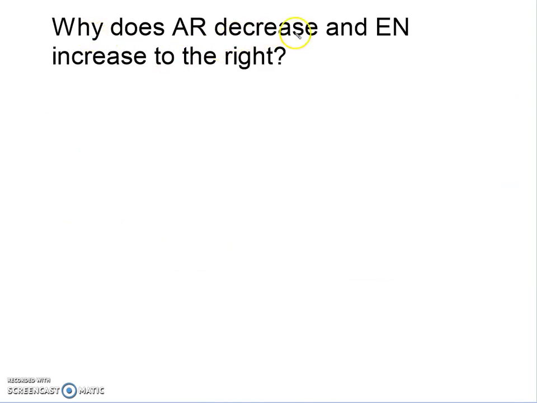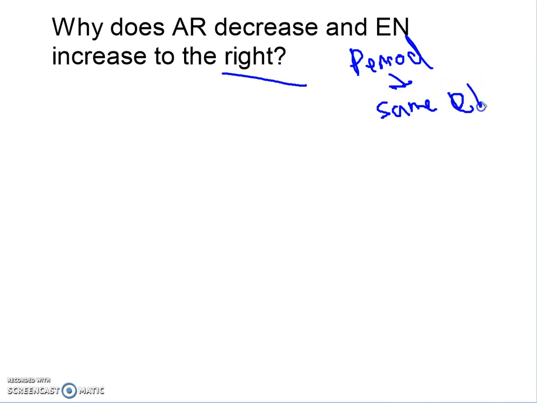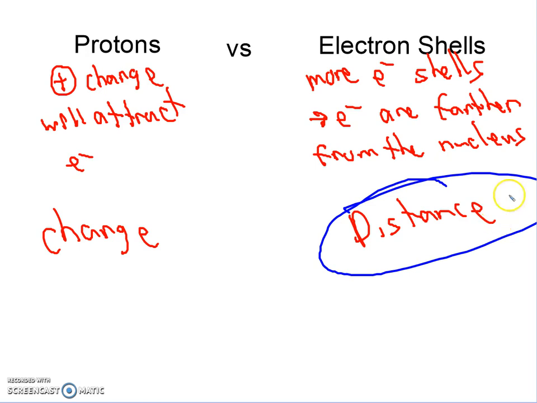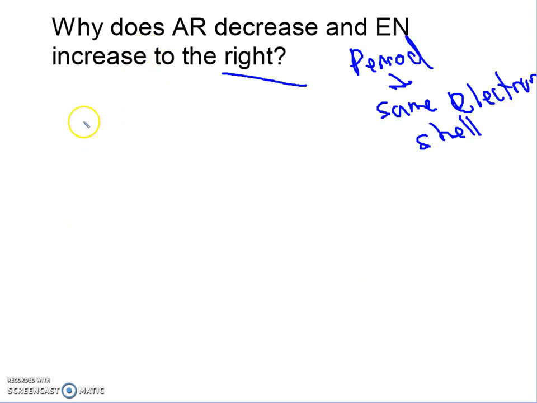So why does atomic radius decrease and electronegativity increase to the right? So this is in a period. Now, something of note, in a period, what do we know? In a period, you have the same electron shell, right? In period 2, they all have 2 shells. So then electron shells are not going to impact our explanation for right here. So what's that leave us? Well, that leaves us protons.